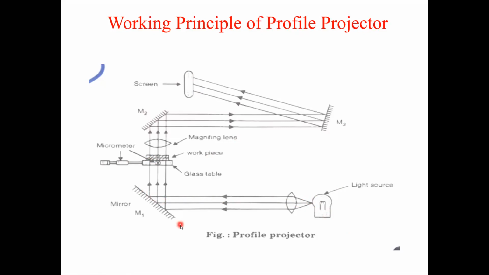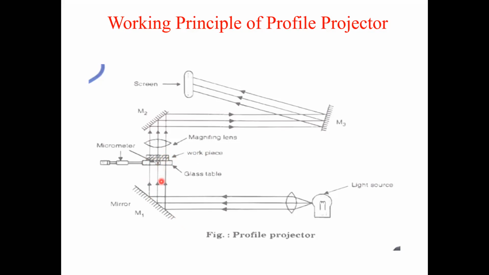After striking the mirror M1, the beam is again reflected and directed in this direction. In the path of the beam, the work table is placed. On the work table, there is a transparent glass screen. On the glass screen, we place the workpiece to be inspected.